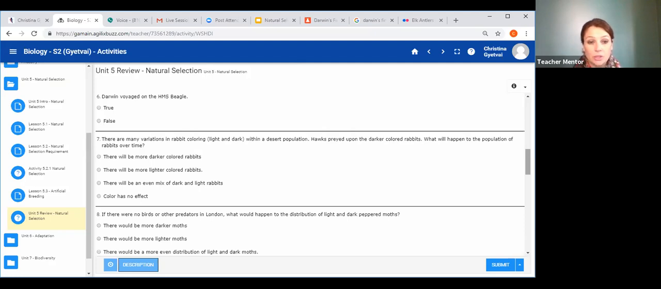Okay, so let's read this question again. There are many variations in rabbits, light and dark coloring. Hawks are going to prey on the darker colored rabbits. So the darker colored rabbits are being selected by prey. So what will happen to the population of rabbits over time? Well, if the darker ones are being eaten, that's more of an unfavorable trait. So the second option would be correct. There will be more lighter colored rabbits in the future.